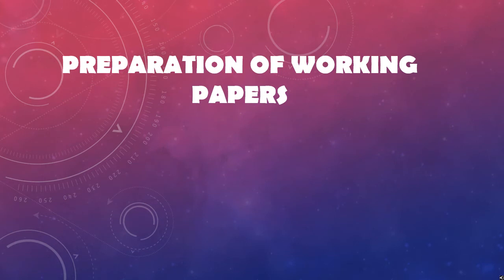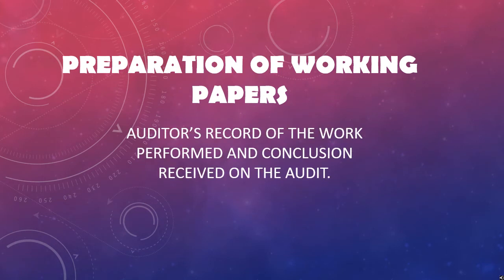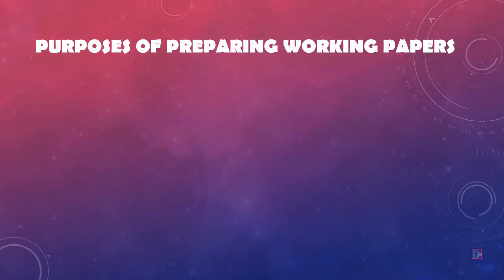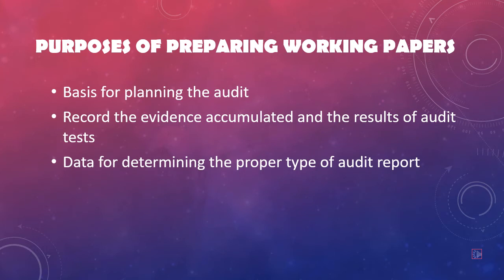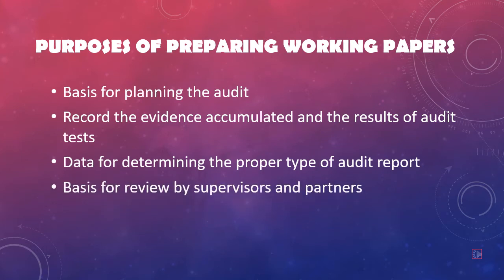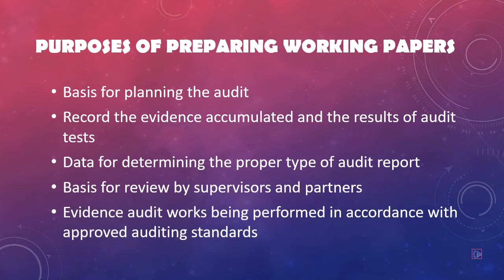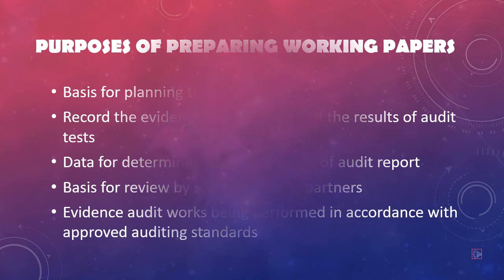Let's proceed on preparation of working papers. Working papers means an auditor's record of the work performed and conclusion received on the audit. As you can see, these are the reasons why we need audit working papers. The first one is the working paper is a basis for planning the audit, also it is to record the evidence accumulated and the results of audit tests. The working papers provide data for determining the proper type of audit report. It is also a basis for review by supervisors and partners. Working papers are evidence audit work is being performed in accordance with approved auditing standards.